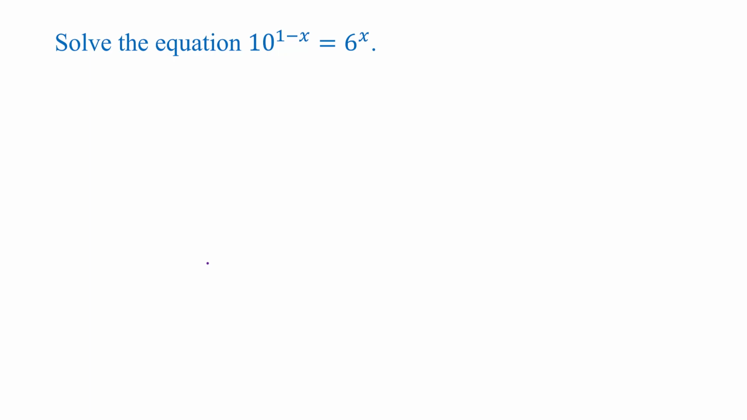Now, for 10 raised to the 1 minus x equals 6 raised to the power of x, note that we have this equation already in the form b to the m equals a to the n. There's no way to simplify it further, and we can also see that 10 is not equal to 6, so we will need to proceed by taking the logarithm of both sides. In this case, seeing that I have a base 10 here, I'm going to use log to the base 10 and take log to the base 10 of each side of the equation.